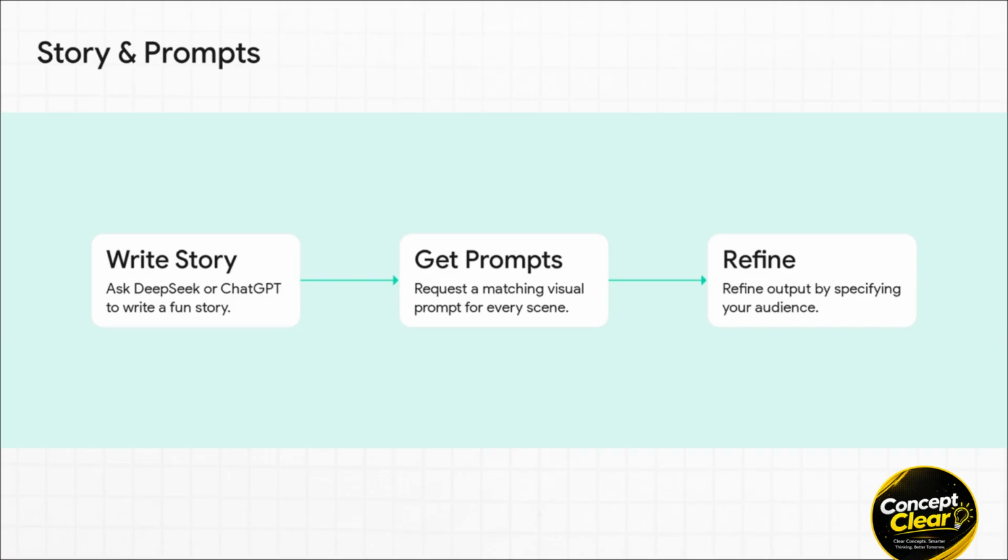If the script feels a bit too complex, just tell the AI to refine it, like asking it to write in simple English for kids. Boom! In seconds, you've got a narration script and a corresponding visual prompt for every single shot.